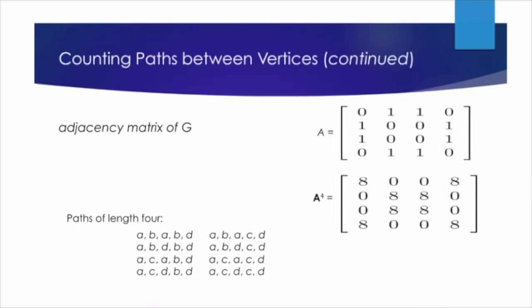By inspection of the graph, we see that there are 8 paths of length 4 as listed in the slide. So we name one or two of them. The path A, then B, then A, then B, then D. Also, we can go from A to C, then to A, then to B, and then to D.